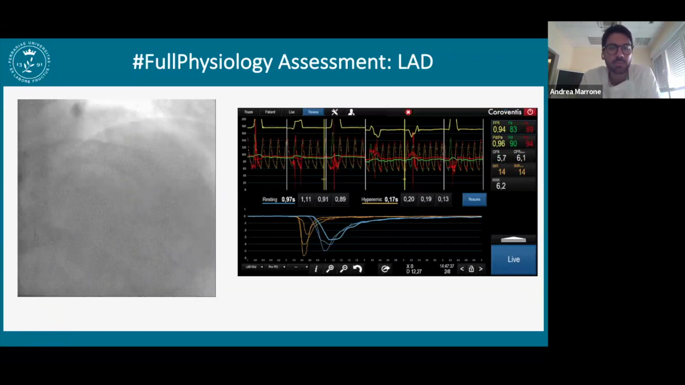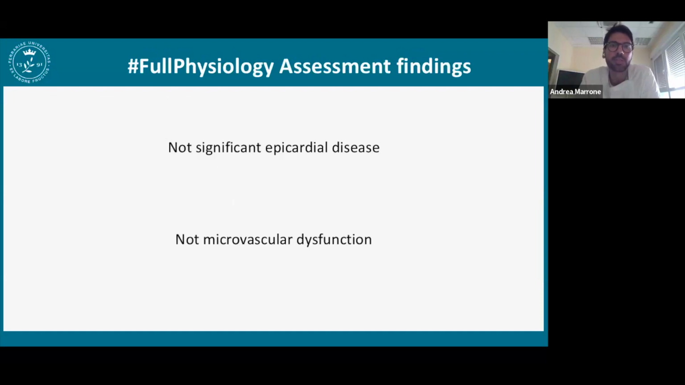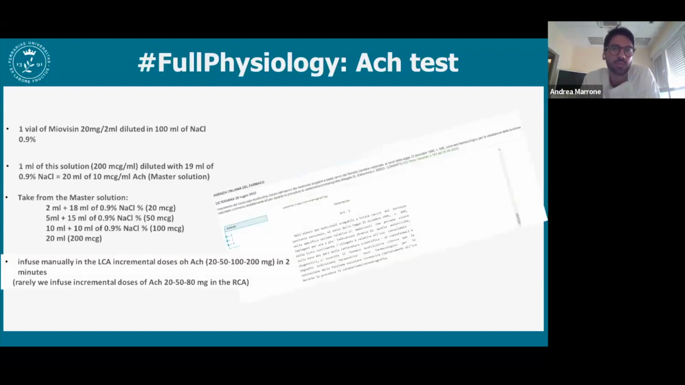So at this point, what we have seen is that there is no epicardial disease, but there is neither microvascular dysfunction. So what should we do? Should we stop right now? Absolutely not. What we have to do is go forward and assess for vasomotor disorder, and so that's why we decided to perform the acetylcholine provocation test. This is our protocol for intracoronary acetylcholine, which is a safe and effective way to assess vasomotor disorders.